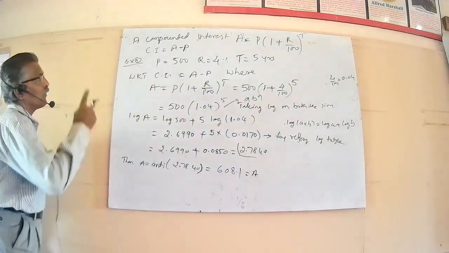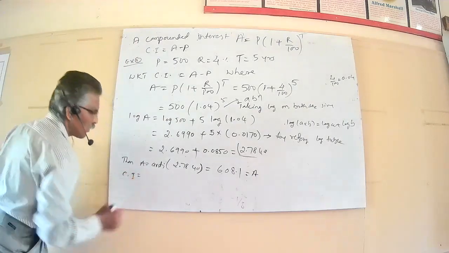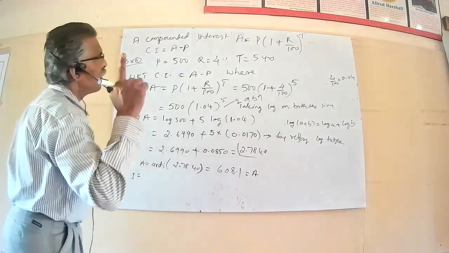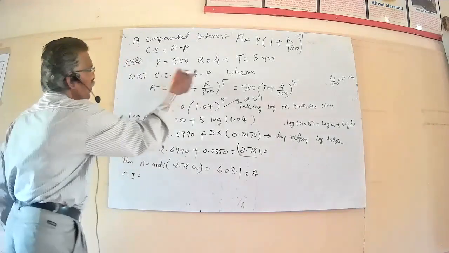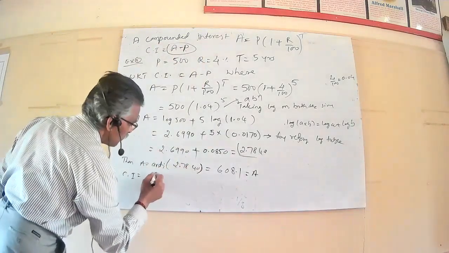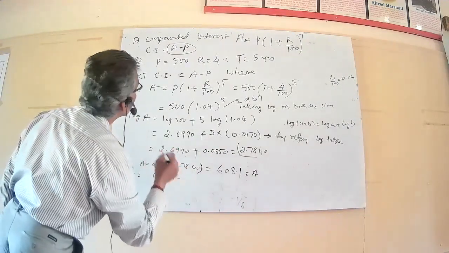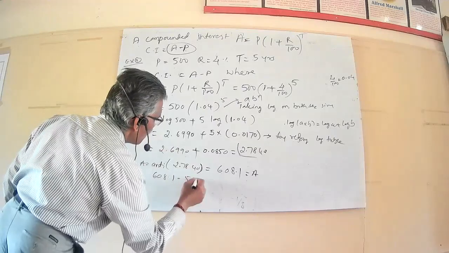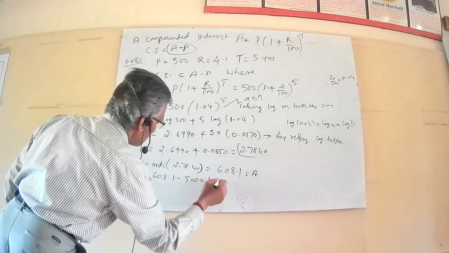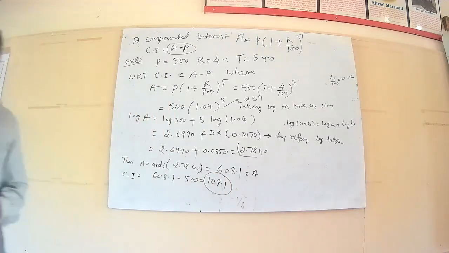Now what is asked? Compound interest. So we know that compound interest equal to A minus P. So A is 608.1 minus 500. That gives you 108.1 is the interest. This is the method of solving.